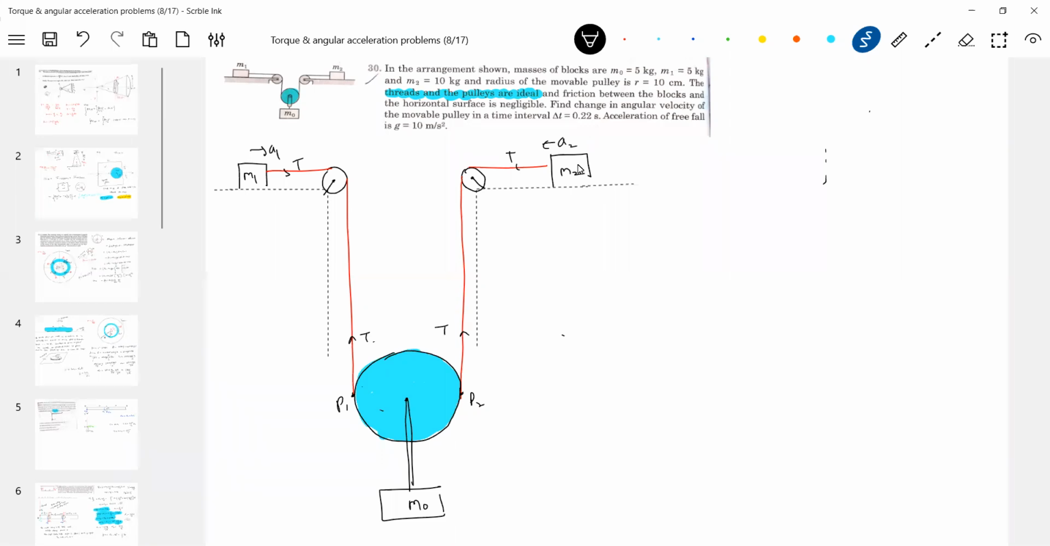Acceleration of point P1 should be equal to A1. And how much is the tension here? 2T. Let's write some equations, then we'll see what we end up with.